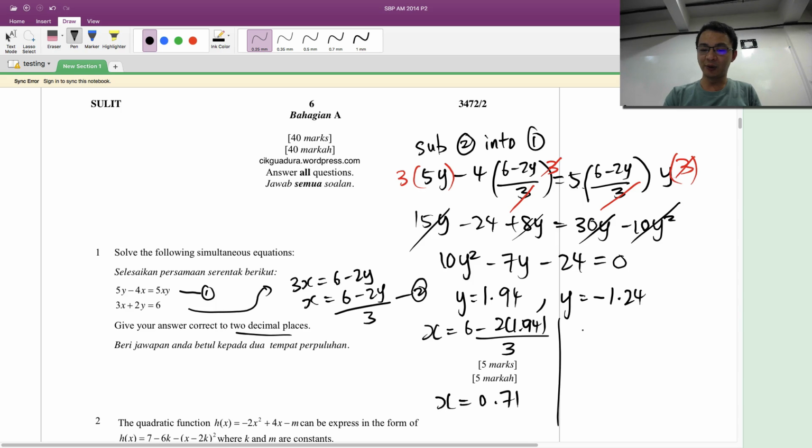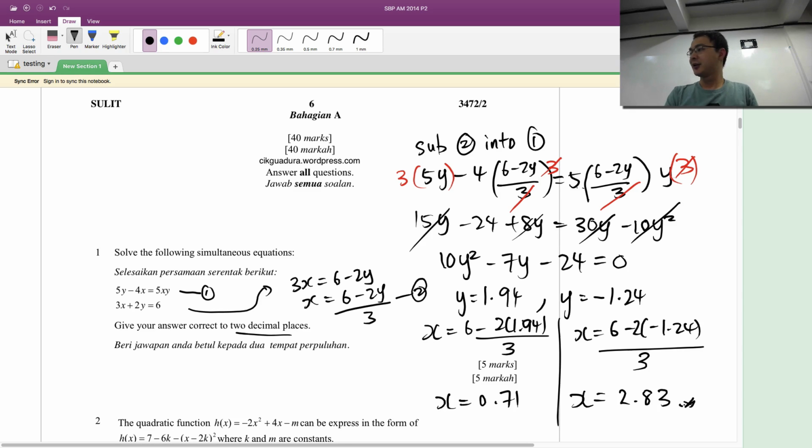And the other one, you will do the same thing. x equals 6 minus 2 times negative 1.24, over 3. So you will get the second x value, which is 6 plus 2 multiplied by 1.24, because negative will give you positive, and then divided by 3. This one you will get 2.83. Is my answer correct?